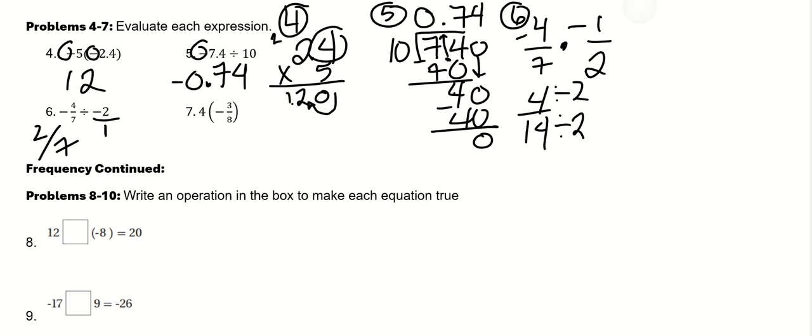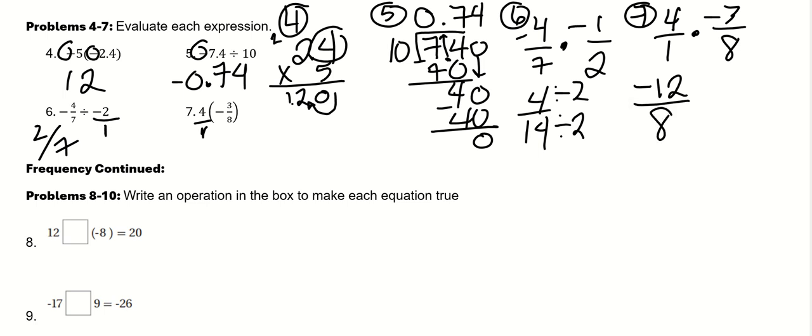All right, number 7. Again, I'm going to make my 4 over 1. If I have a fraction, I need to make sure everything's a fraction. This is just multiplication, so I'm going to go 4 over 1. I don't need to change anything, and I get to just multiply across. So 4 times negative 3 is negative 12, because it's a positive times a negative. We reviewed that in number 5. And then 8 times 1 is 8.